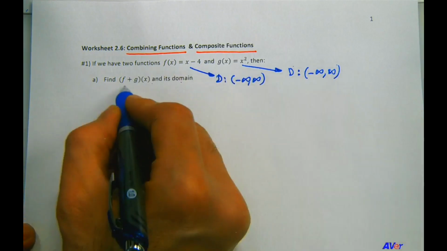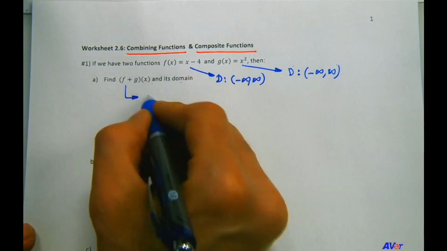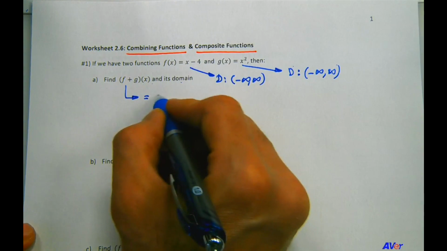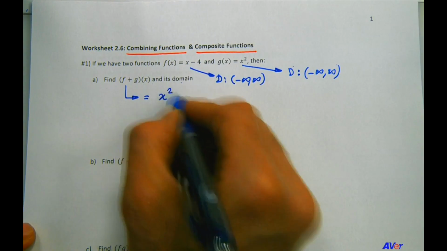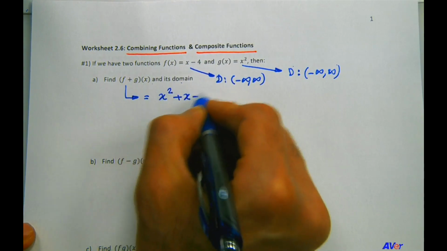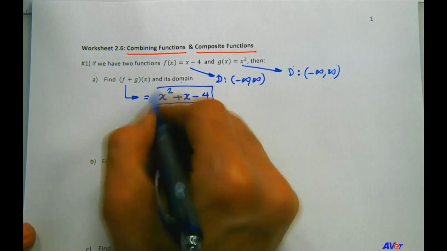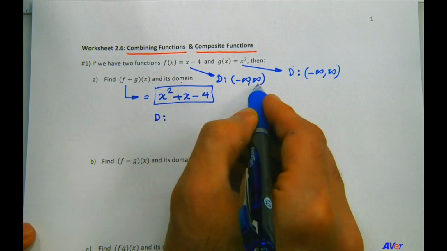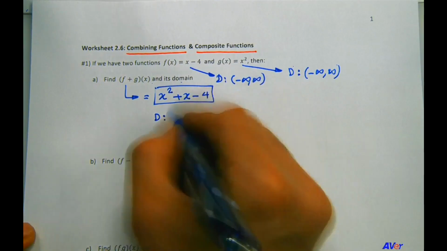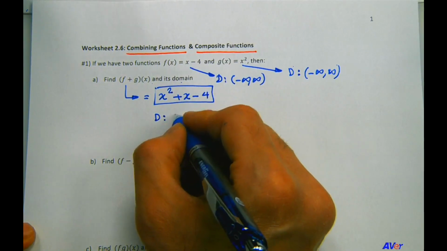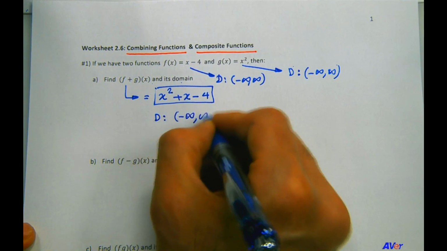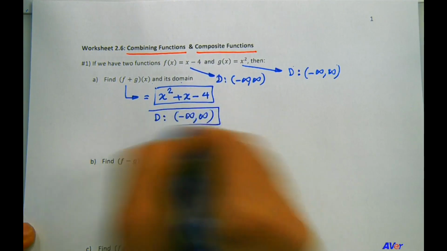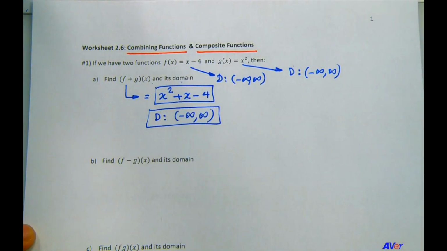So the addition of these functions is equal to x squared plus x minus 4. That's that. And the domain is going to be the intersection of these two, so it's going to be negative infinity, comma, infinity.